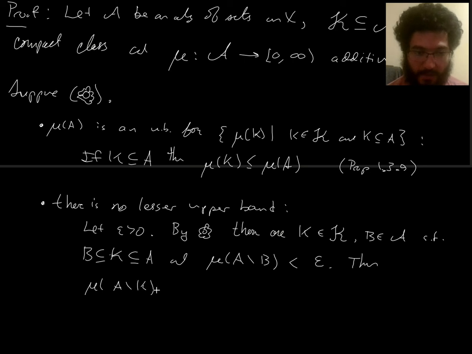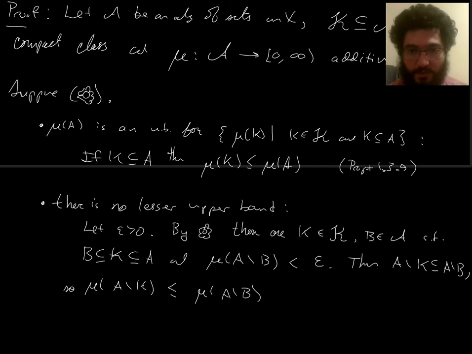Then if you do mu of A delete K, well, okay, since B is a subset of K, the complement of K is a subset of the complement of B, right? So mu of this is less than or equal to mu of this. Again, that's Proposition 139 there, using the non-negativity and additivity of mu. We have this, and that's less than epsilon.